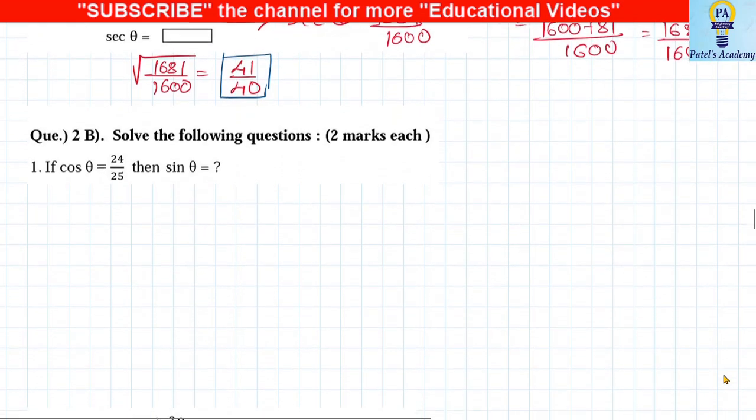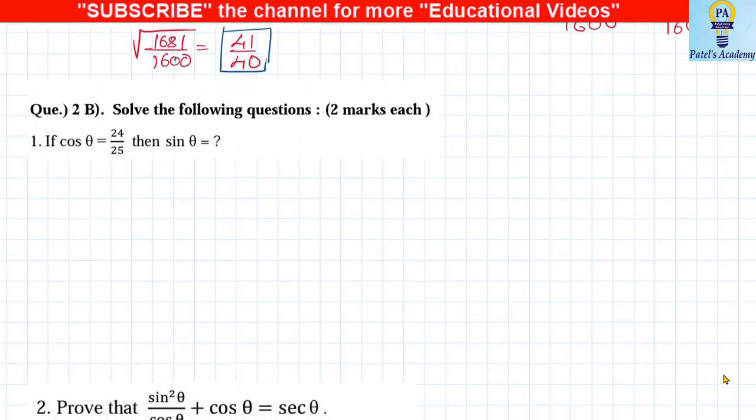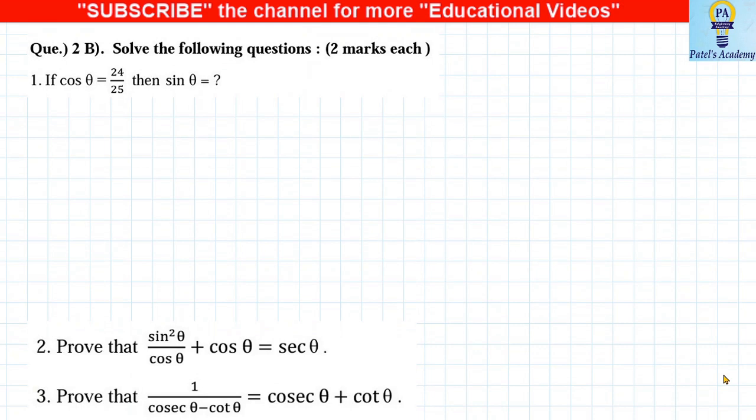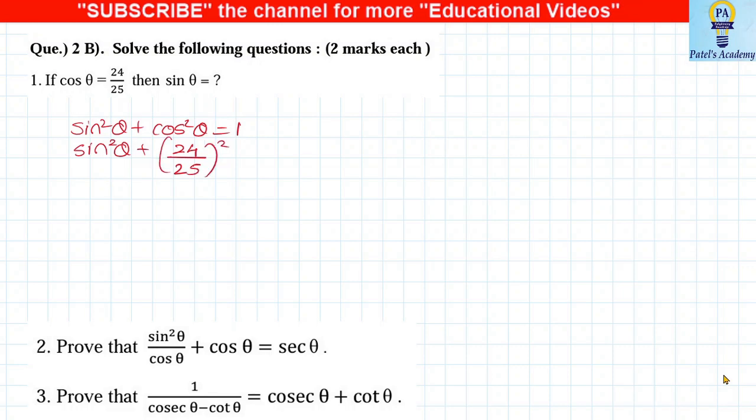See the next one. Again we are using identities here. They have given the value of cos theta, we have to find the value of sin theta. The identity is sin square theta plus cos square theta equals 1. You have to find the value of sin square theta, which will come from cos square theta being 4 upon 5, bracket square, equals 1.